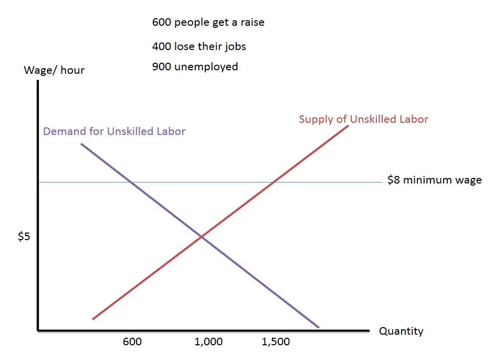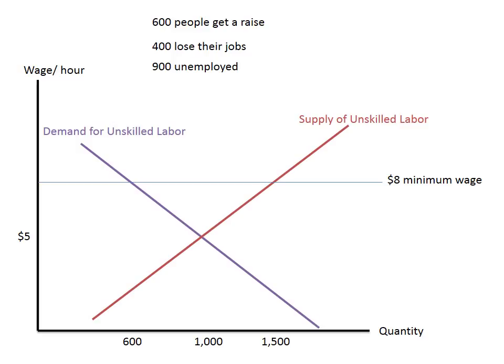So what will happen with this minimum wage is that before, 1,000 people were working for $5 an hour. Now 600 people are working for $8 an hour. So that means, crudely at least, 600 people got a raise, 400 people lost their jobs. Now there's another category, and this is the 900 people who are unemployed.